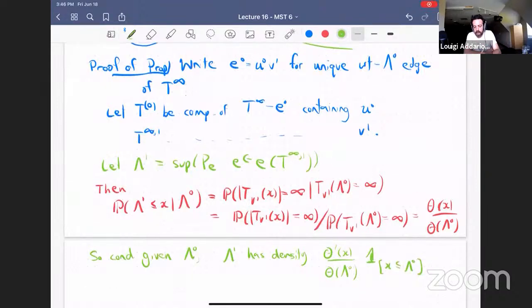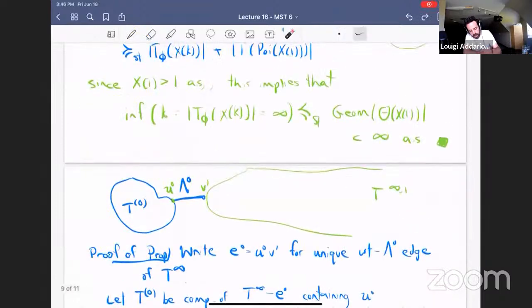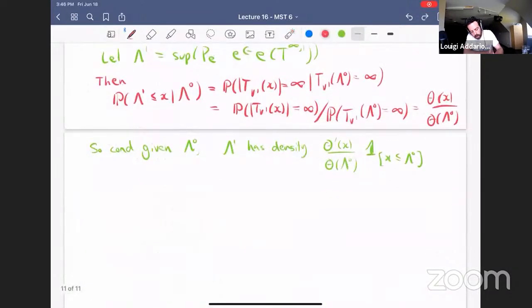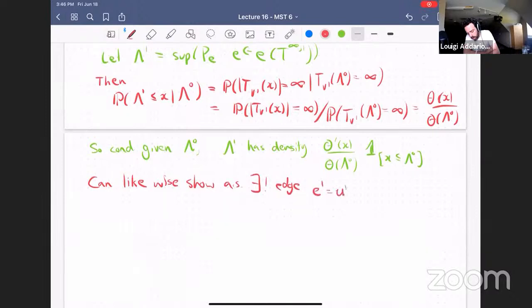And so we now can describe the distribution of the largest weight edge we'll ever add after adding lambda naught, and we can likewise show that there's going to be a unique edge E1, which I'll write U1 V2, of weight lambda 1. And now you can see I'm just going to continue in this manner.